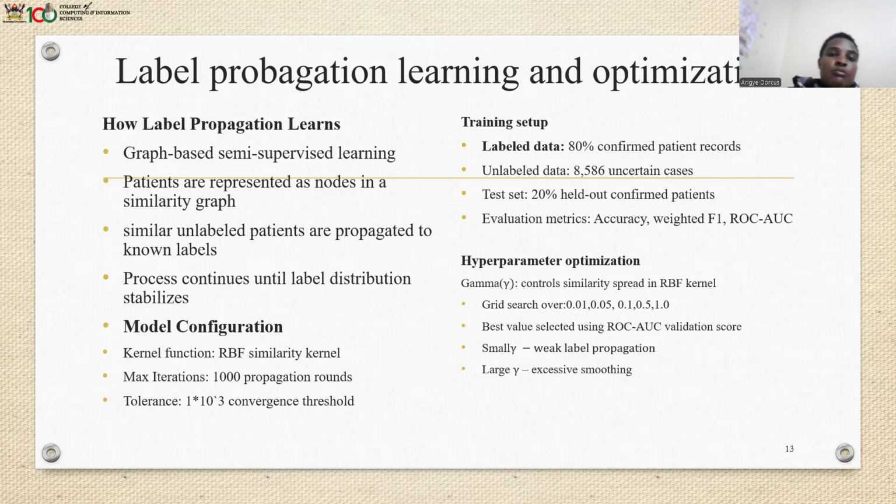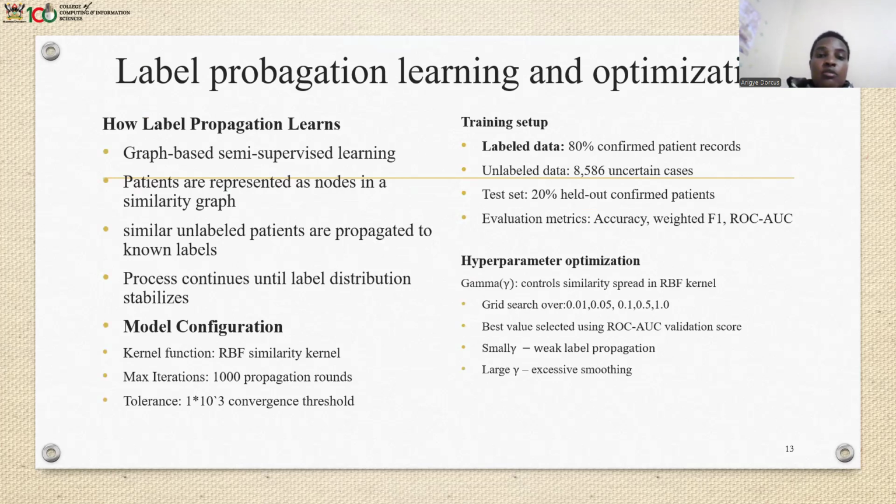Then when you go to the label propagation learning and optimization, let's go a bit deeper into the brains of the label propagation model. Mostly, how does it actually learn? Learning here is not like a neural network with gradient descent. Instead, it finds a unique stable solution to a system of equations.